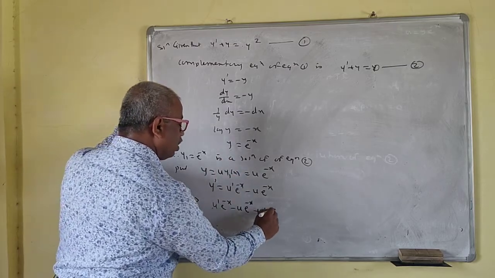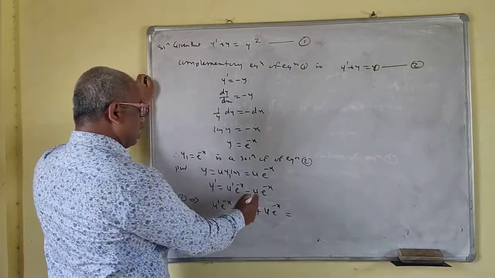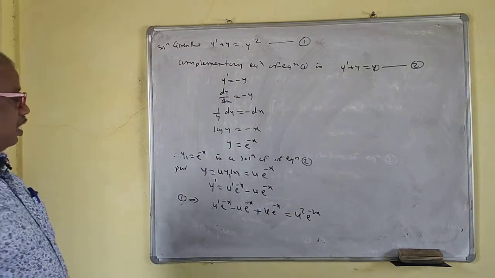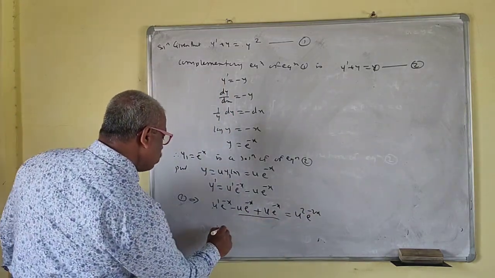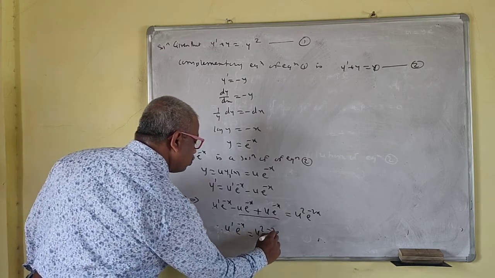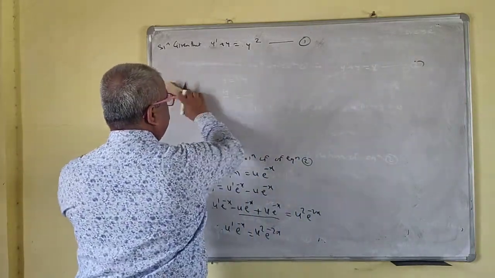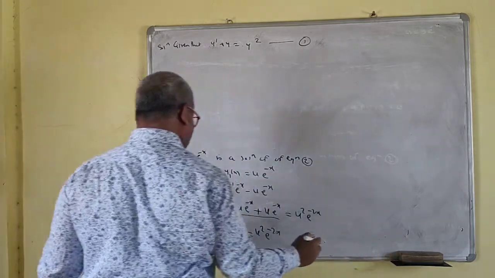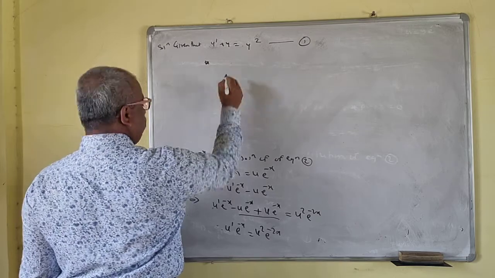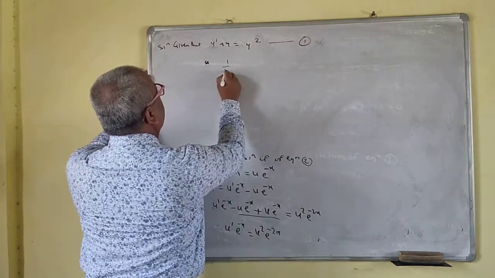So y prime is equal to u prime e raised to minus x minus u e raised to minus x, plus your y is what? Don't use this y, this is your y1. So this is plus u e raised to minus x is equal to y square. You have to take the square of this one. This is u square e raised to minus twice x. Okay, this gets cancelled now. So this is u prime e raised to minus x is equal to u square e raised to minus twice x. Okay, so now u prime is du by dx. This e raised to minus x gets cancelled. So this is 1 upon u square.